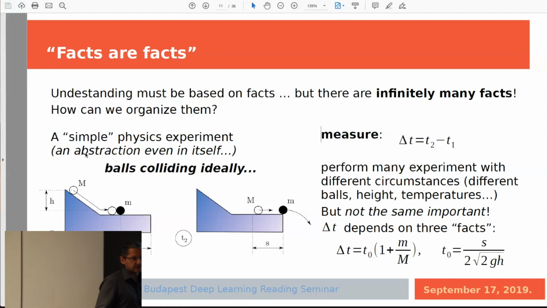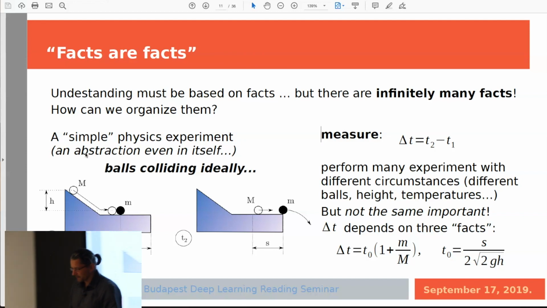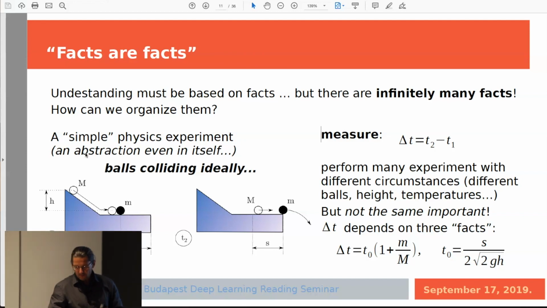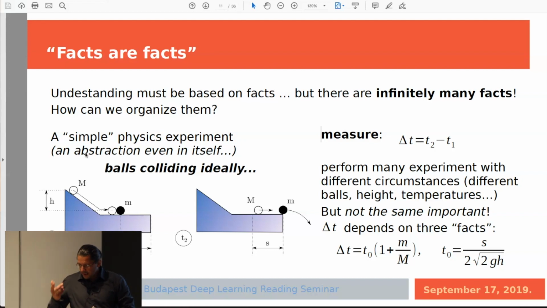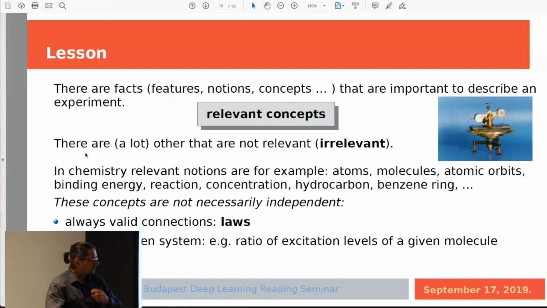So actually, it turns out that there are three facts that importantly influence this fall time. And these are T0, M, small and large, the masses of the two balls, and some combination of the H and S. Okay, what can we learn from that? What we can learn is that the facts are not equally important. Everybody knows it, but anyhow, let's just go through these steps.